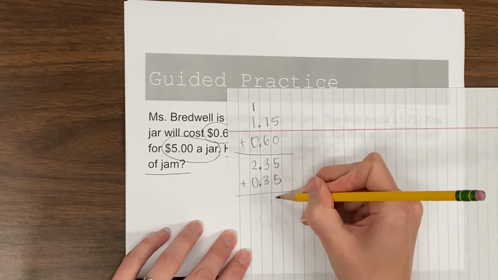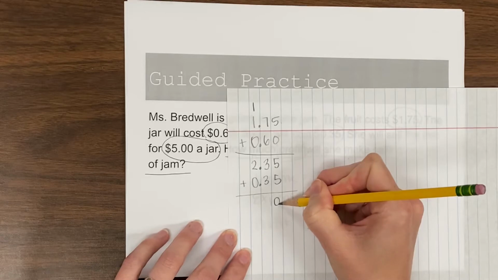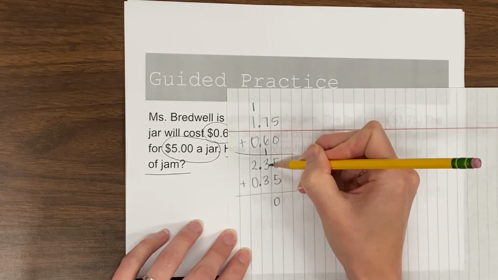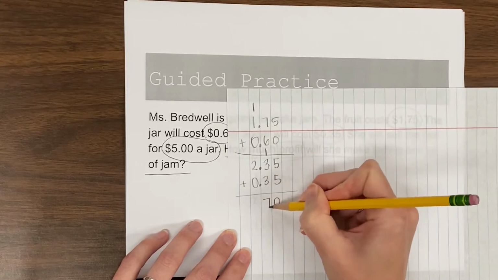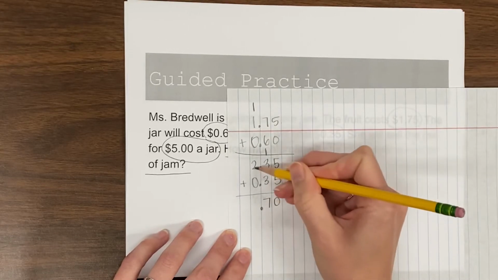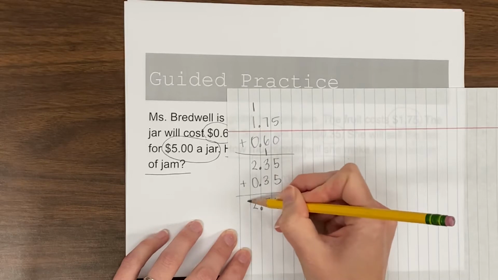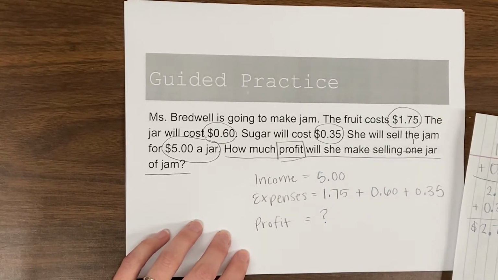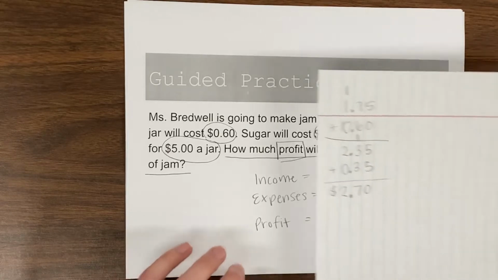5 plus 5 is 10. I can't put two digits in a place, so I have to carry this 1 up. 1 plus 3 is 4, plus 3 is 7. Drop down my decimal. 2 plus 0 is 2. So it looks like my total expenses is $2.70. Now I can calculate my profit.